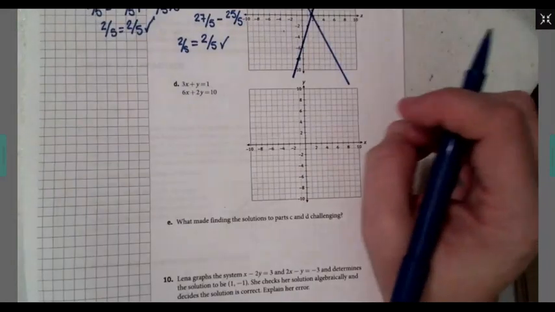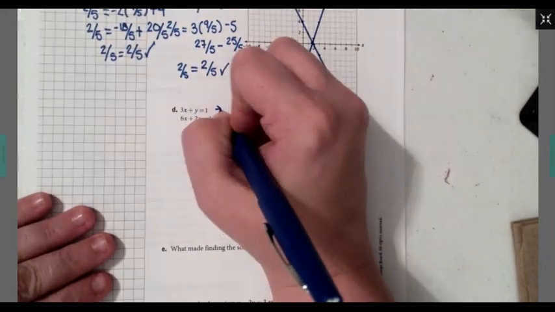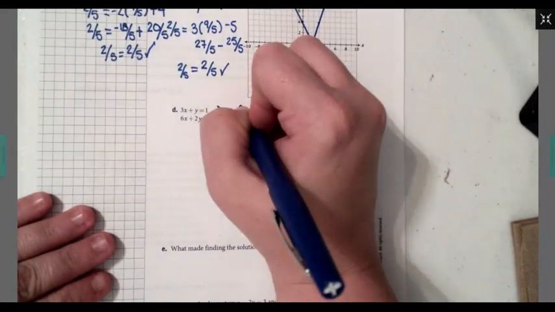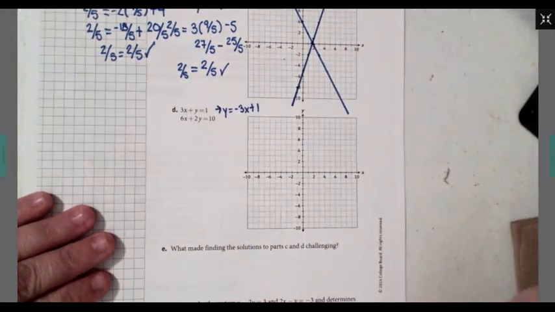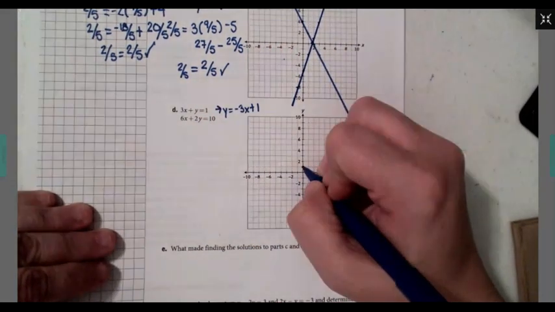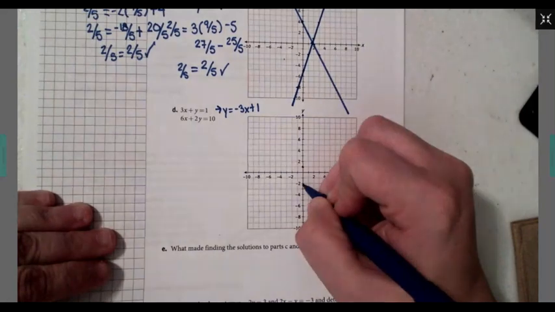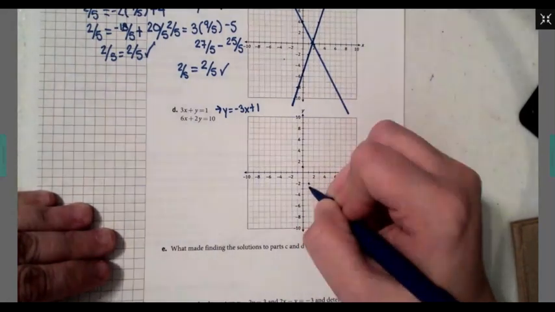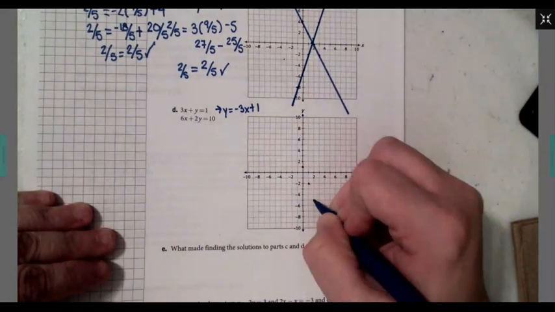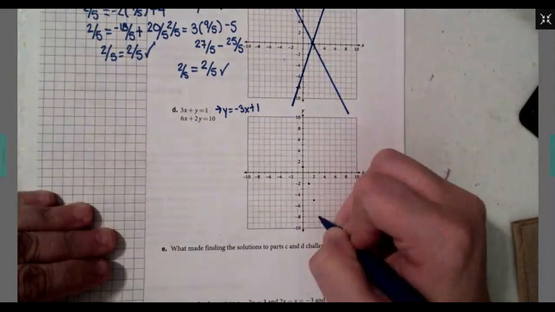Let's take a look at this particular problem. This would be y equals -3x plus 1. So I'm going to start at +1. We're going to go down 3 over 1. Down 3 over 1. Down 3 over 1.